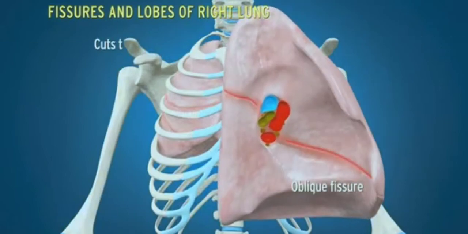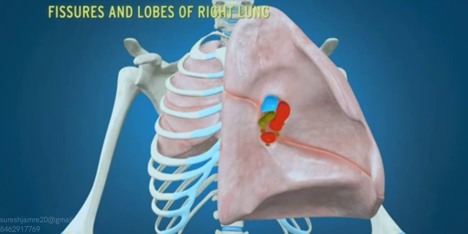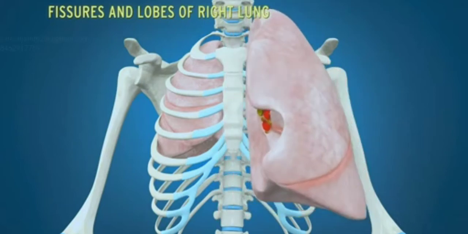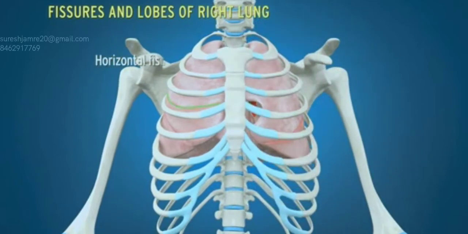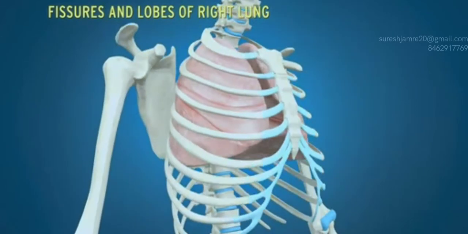Oblique fissure cuts the whole thickness of lung, barring the hilum. It crosses the posterior border about 6 centimeters below the apex, passes downwards and forwards, and crosses the inferior border about 5 centimeters from the median plane. Horizontal fissure of right lung passes from the anterior border up to the oblique fissure at the level of fourth costal cartilage. It meets the oblique fissure at mid-axillary line.